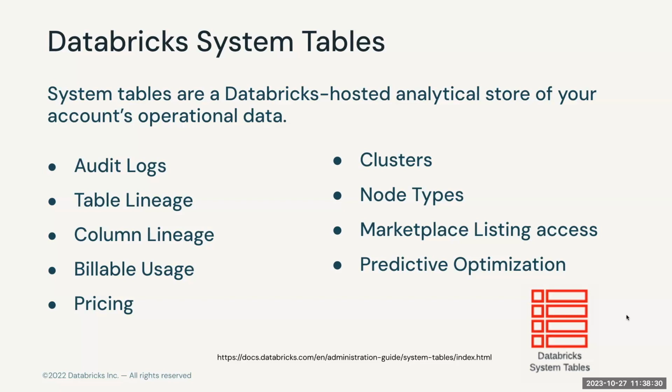And then we also have billable usage and pricing. This mostly talks about the cost factor, right? We have a lot of customers who want to understand the total cost of running a job, or the cost of a particular long running query. Those kinds of details we can get from the billable usage and the pricing table. And then we have cluster and node types, which store information about the cluster configuration and the node details. And then we also have marketplace listing and predictive optimization.